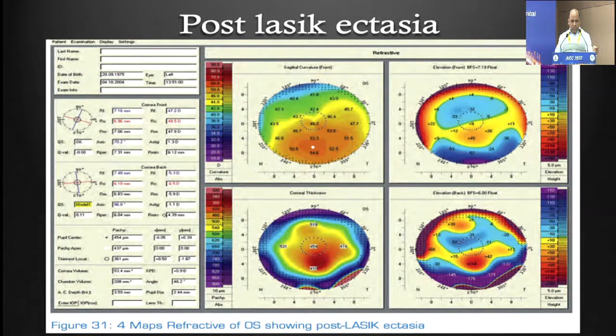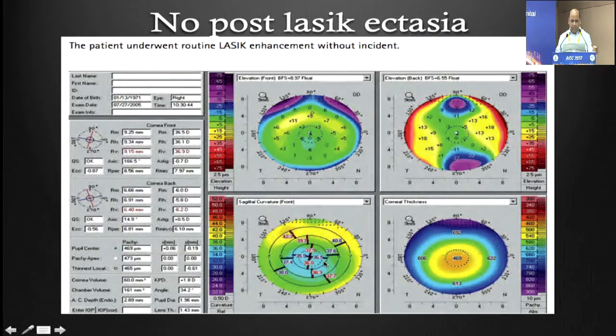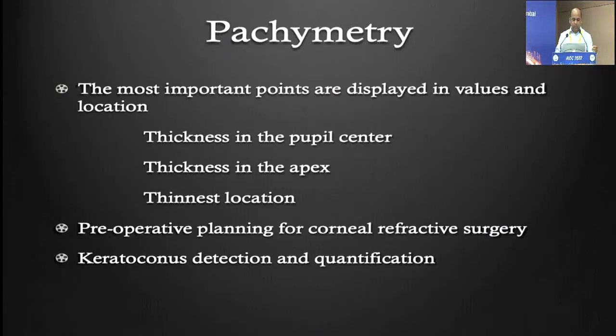This is another case of post-LASIK ectasia. You can see central steepening with peripheral flattening. So this is the case after surgery. This is a case after LASIK, but there is no post-LASIK ectasia. There is a well-centered ablation, central flattening, and mid-peripheral steepening, which has to be there in post-operative LASIK patients.